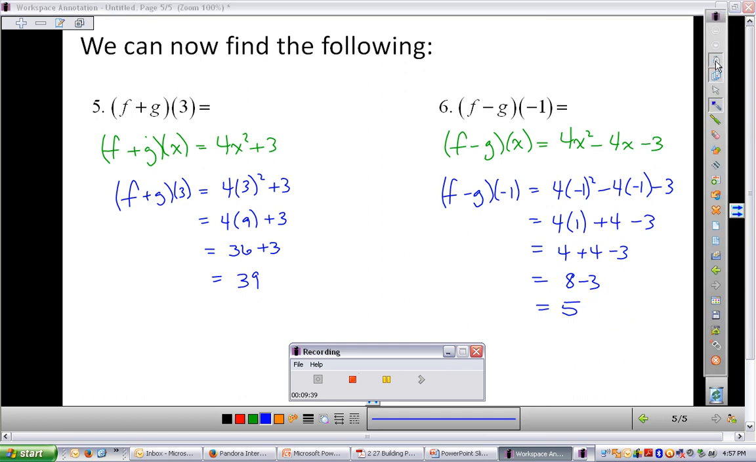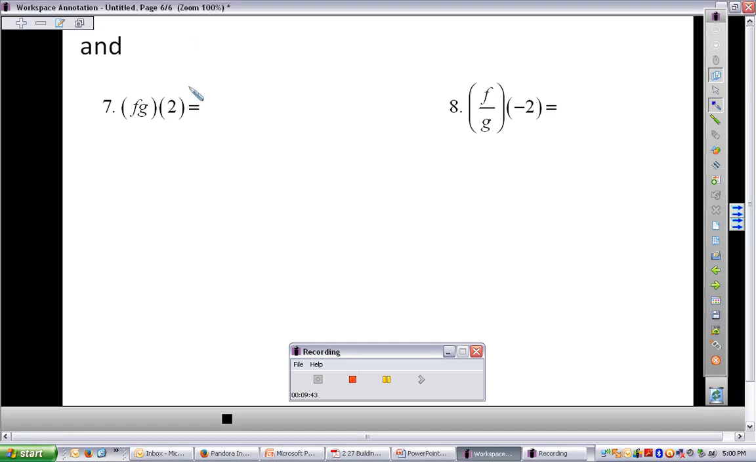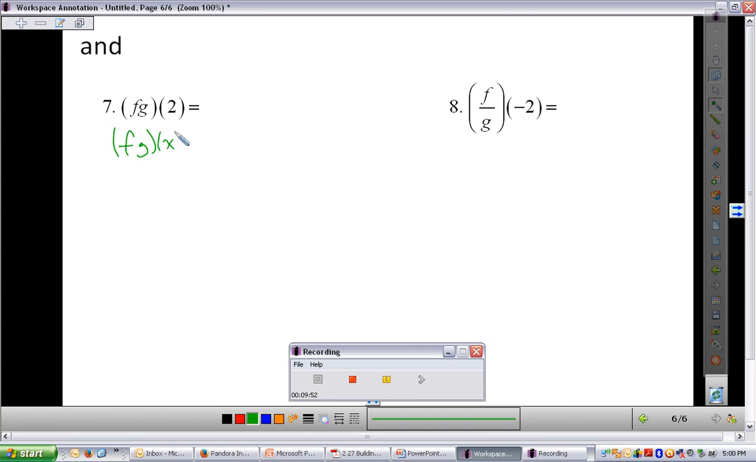Let's look at a couple more of these. Let's try one with f times g of 2. Again, as we have done previously, let's look back and figure out what f times g of x was. And f times g of x was 8x cubed plus 8x squared minus 6x.